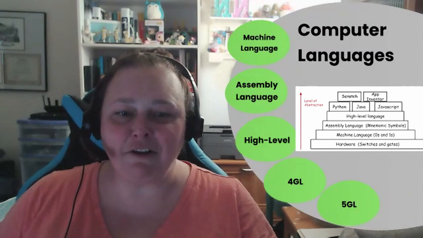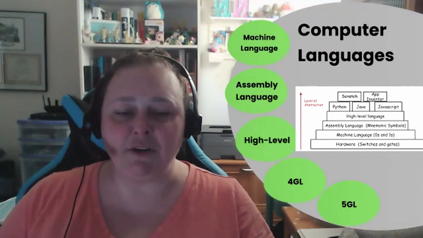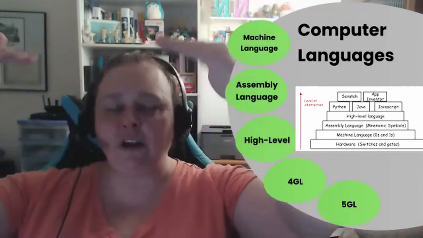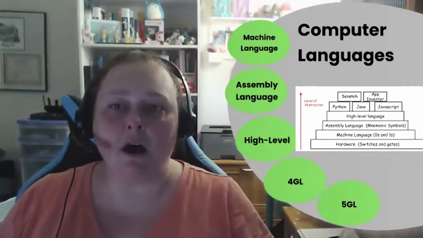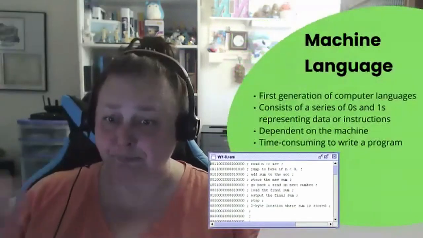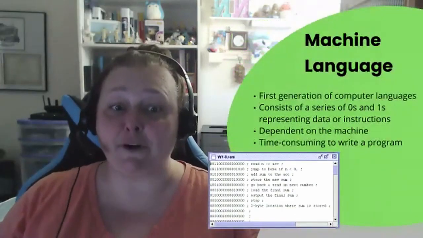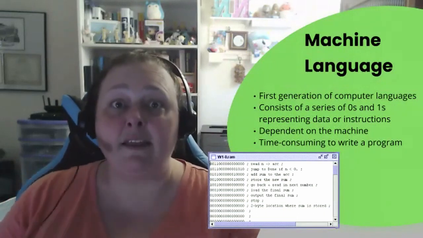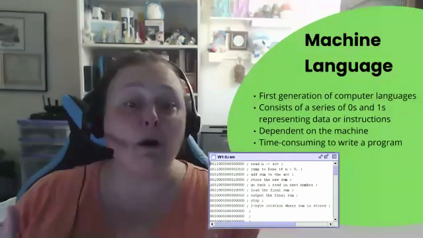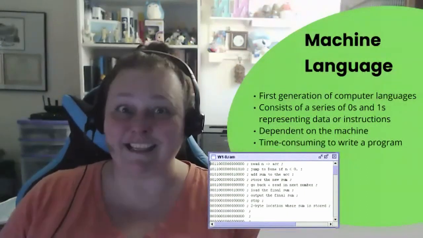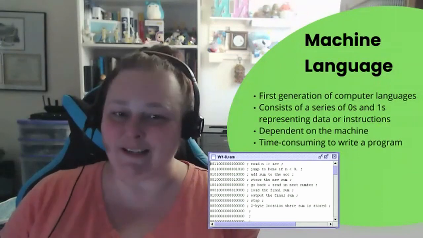So let's look at machine language first. As you can see in this picture, there are different varying levels of languages. So let's start at the top. Let's go to machine language first. Machine language is considered a first generation. Okay, this is speaking in that binary code. You are going to have ones and zeros. They're going to be everywhere. That's how you're going to tell the computer what to do.